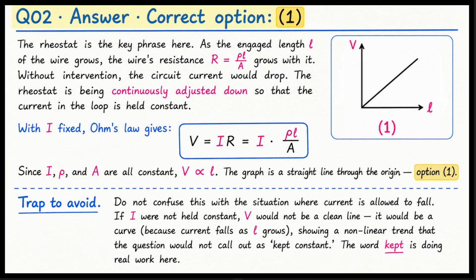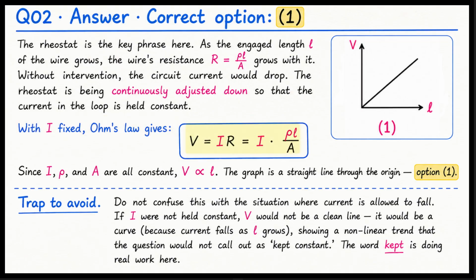The answer is option 1, a straight line through the origin, V increasing linearly with L. Here's why. The rheostat is the key phrase in this question. As the engaged length L of the wire grows, the wire's resistance R equals ρ L over A grows with it. Without intervention, the circuit current would drop. The rheostat is being continuously adjusted down so that the current in the loop is held constant.